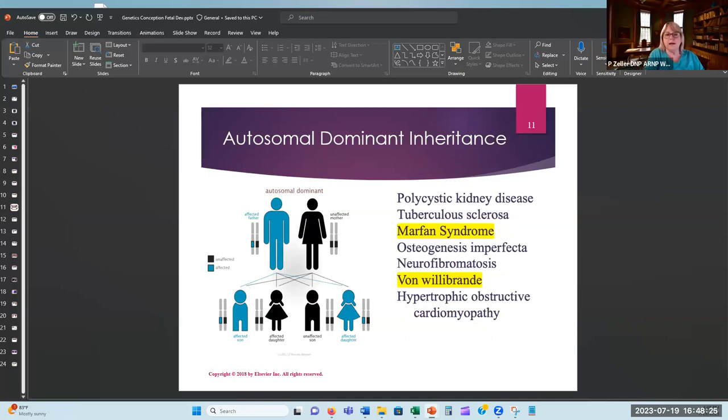So there's a dominant inheritance too. Certain genes are dominant. So if you have a dominant gene, let's say fragile X was dominant and she had that, it doesn't matter whether her partner has it or not. 50% of her children could have fragile X, if it's dominant. Examples are Marfan syndrome and von Willebrand, which is a bleeding disorder, and all these other diseases listed here. So dominance means that 50% of the children are at risk for having the disease itself, and the other 50% would be carrying the gene.